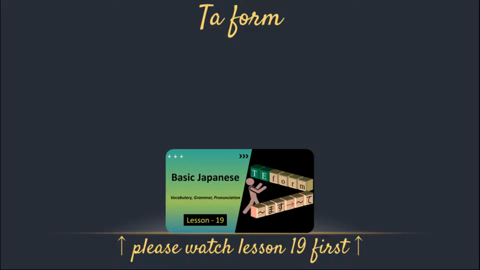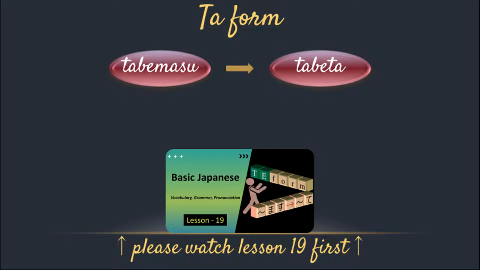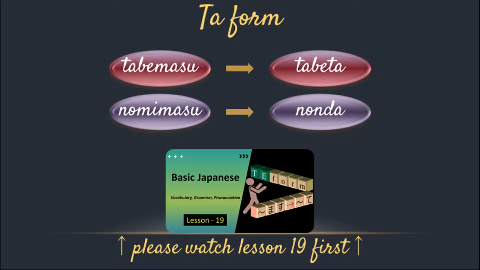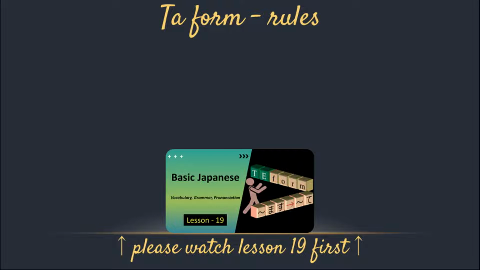Coming to the ta form of verbs, it is used to represent the past tense of verbs in the plain style of speech. For example, for the verb tabemasu, which means to eat, its ta form is tabeta, which means ate in the plain style of speech. For the verb nomimasu, which means to drink, its ta form is nonda, which means drank in the plain style of speech. In fact, in Japanese, many sentence patterns use the ta form of verbs. But before you learn them, you must know how to change the verbs ending with mas to their respective ta forms. Now, let us see the rules to construct the ta form.